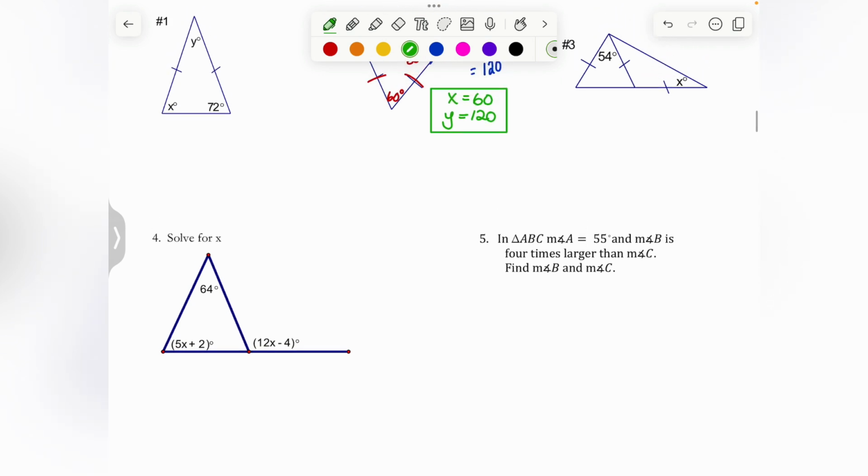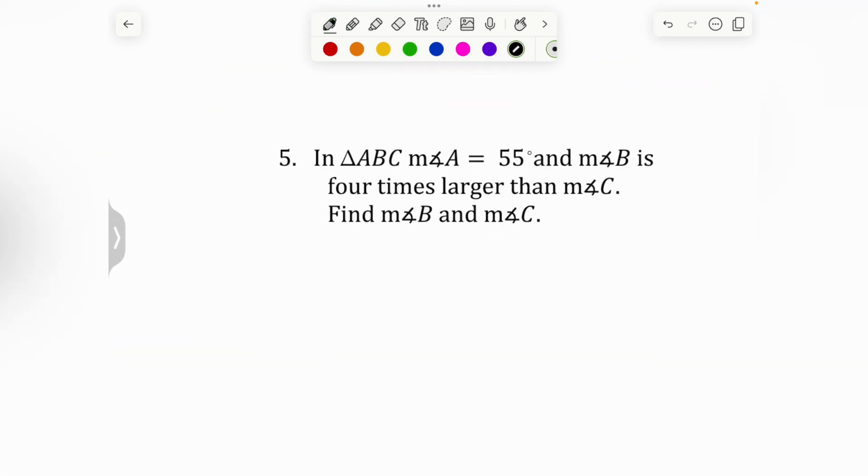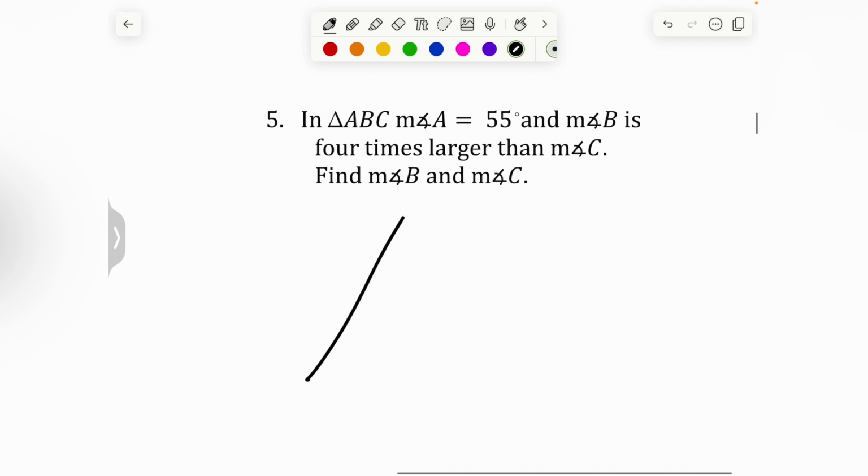Let's take a look at number 5. It says, in triangle ABC, the measure of angle A is 55 degrees, and the measure of angle B is 4 times larger than the measure of angle C. Let's draw this in.